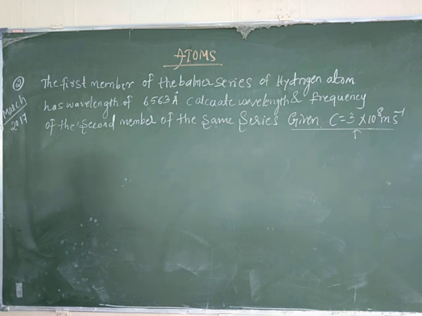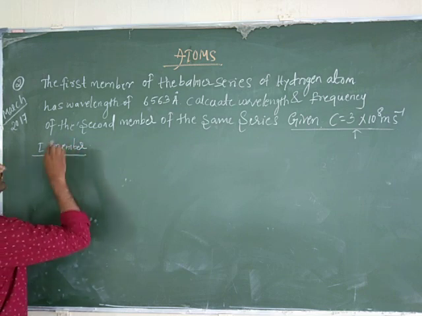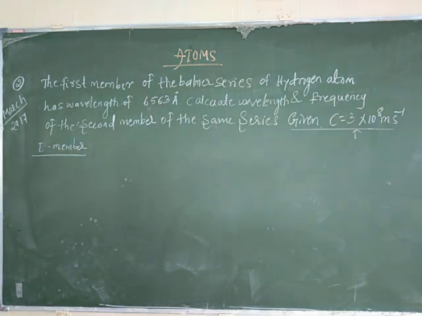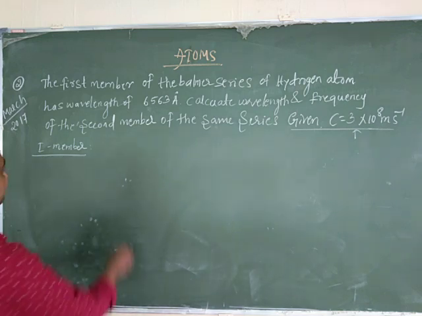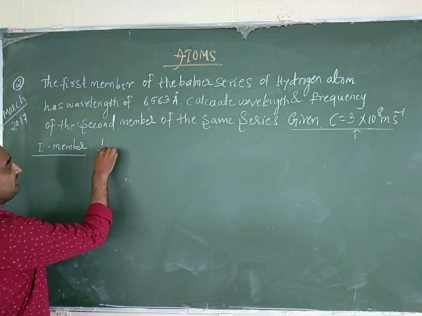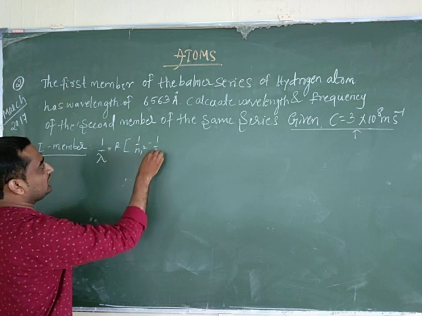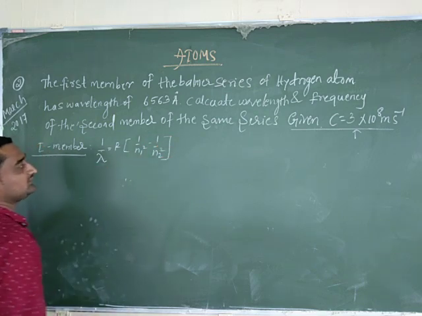Right. For the first member of the Balmer series, the value of n1 is equal to 2 and the value of n2 is equal to 3. Therefore, 1 divided by lambda is equal to R into 1 divided by n1 square minus 1 divided by n2 square. This is our Rydberg formula.